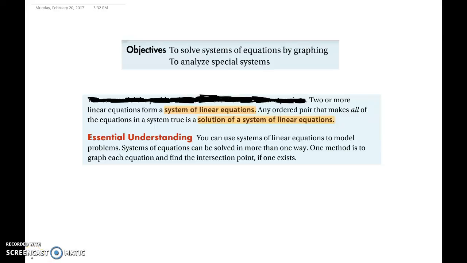All right, so this is the beginning of Chapter 6 and specifically Section 6.1. In Chapter 6, we're going to talk about solving systems of equations in a few different ways. And in 6.1, we're only going to focus on one method, and that's through graphing.